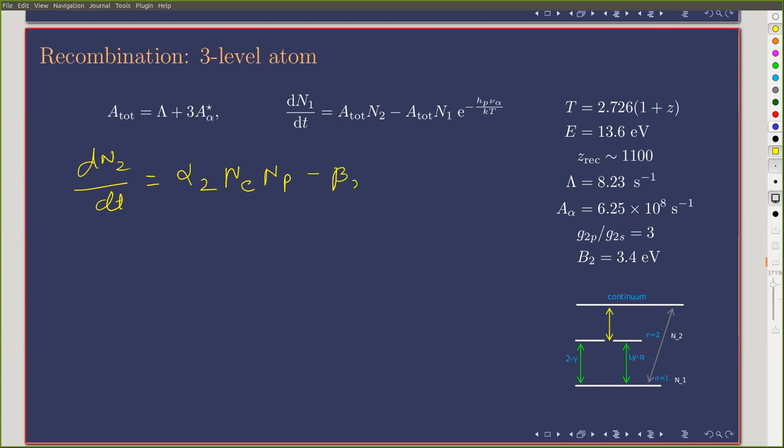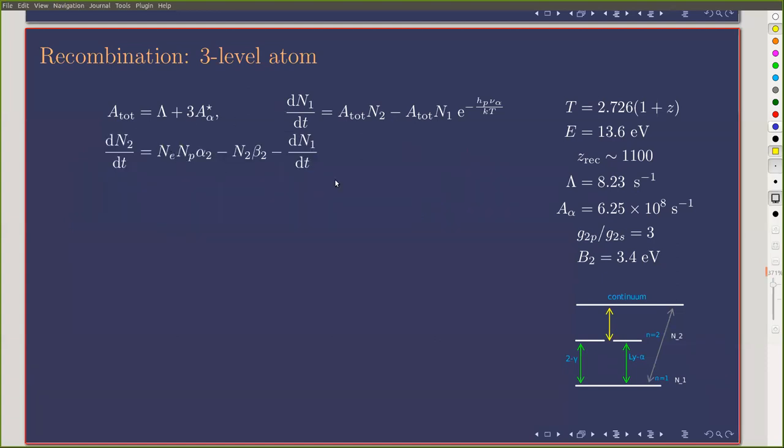And this is beta 2, so this is the ionization from this state. And finally, we will also need to take care of the transition rate from the first excited state to the ground state, which is this. So this is the rate equation for the first excited state. Now, we are making an assumption here that during the recombination, this value remains constant. N2 remains constant, so this is 0, whatever transition takes place.